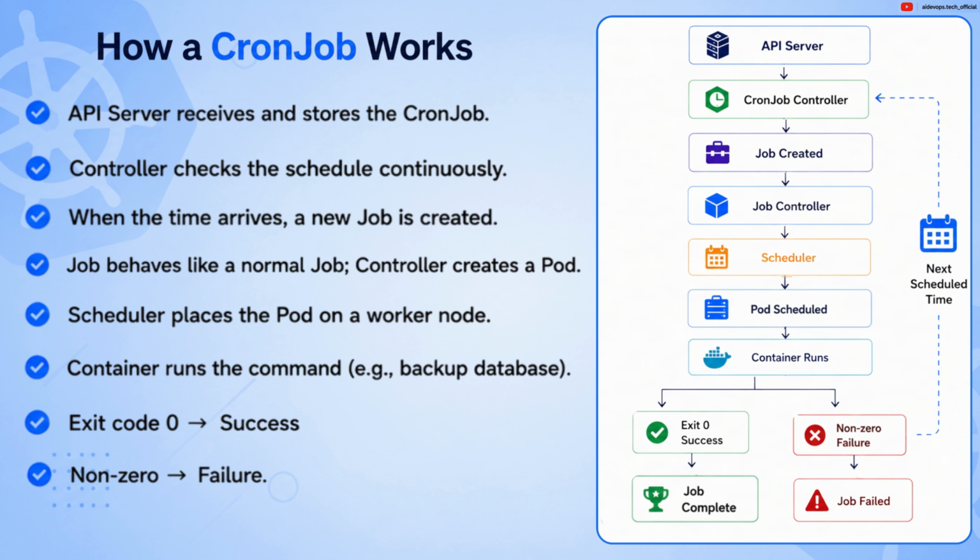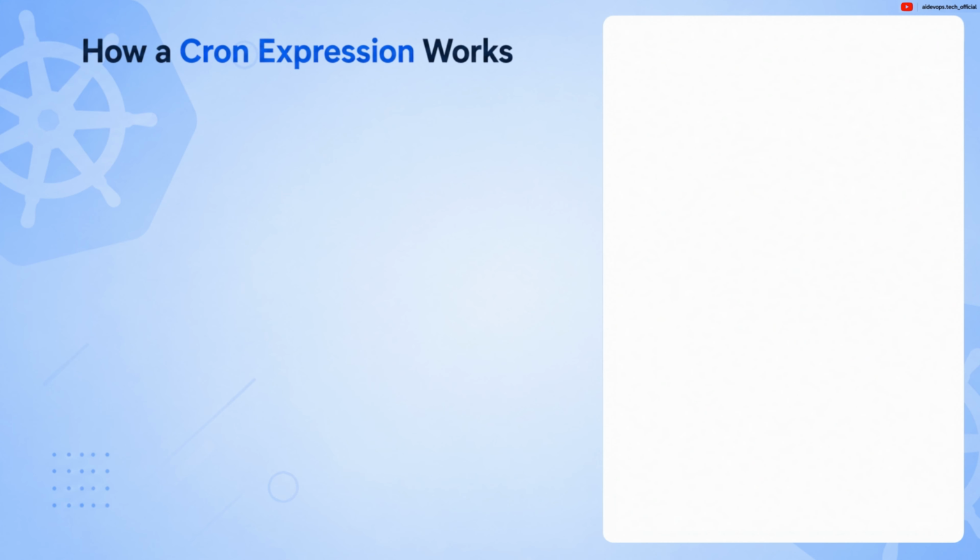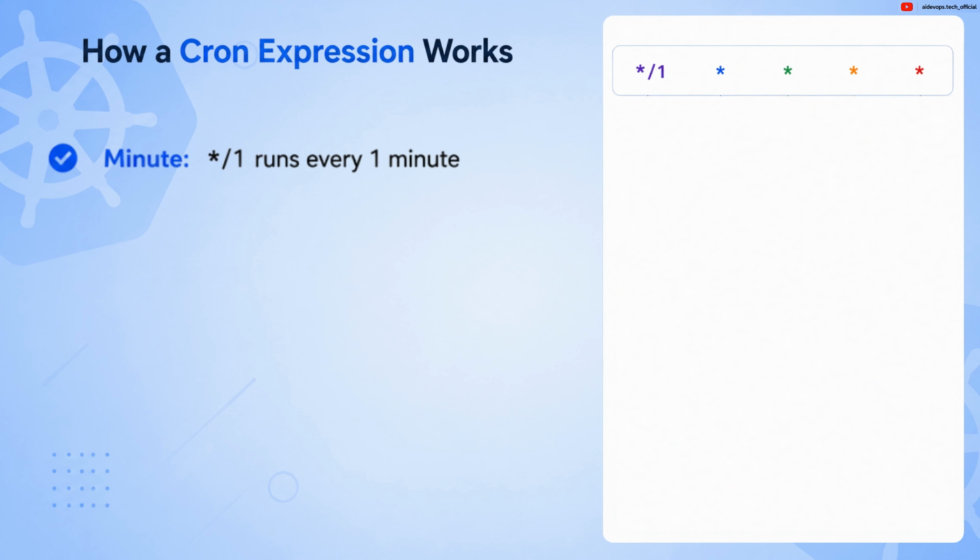Now before jumping into the hands-on, we need to first understand the cron job schedule. A cron job schedule consists of 5 fields, for example, */1 * * * *. Let's understand each field one by one. The first field represents the minute. And here */1 means the cron job runs every 1 minute. The star means every value and the /1 means every one interval. For example, */5 means the cron job will run every 5 minutes.